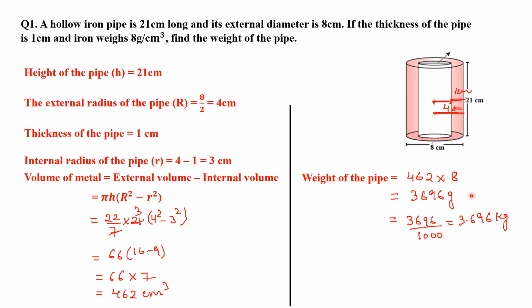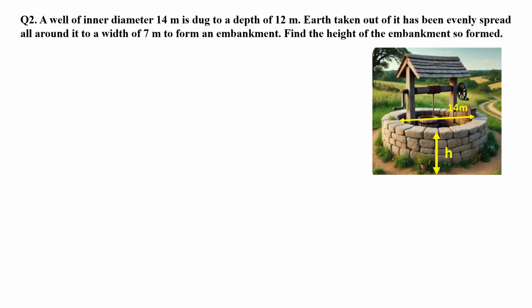Now I will do another question which will also be based on the volume of the material formula. So now question number 2. A well of inner diameter 14 meter is dug to a depth of 12 meter. Earth taken out of it has been evenly spread all around it to a width of 7 meter to form an embankment. Find the height of the embankment so formed.